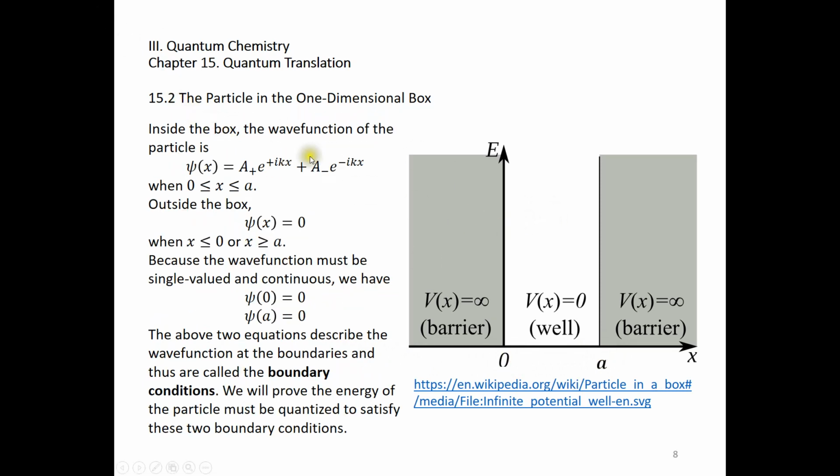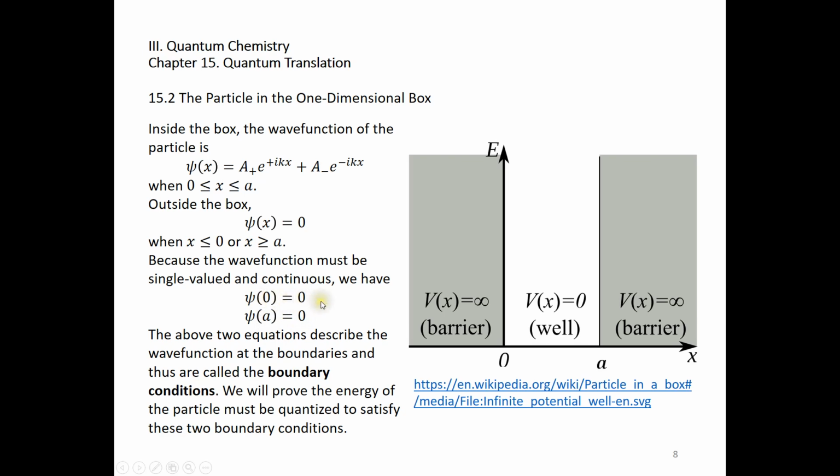Inside the box, the free particle has a wave function like this: a linear combination of e to the power of plus ikx and e to the power of negative ikx. A sub plus and A sub minus are simply arbitrary constants. Outside the box, the wave function equals 0 when x is less than 0 or when x is greater than A. And now, to ensure the wave function is single valued and continuous, we have to have these two conditions.